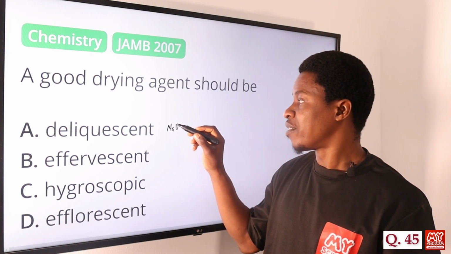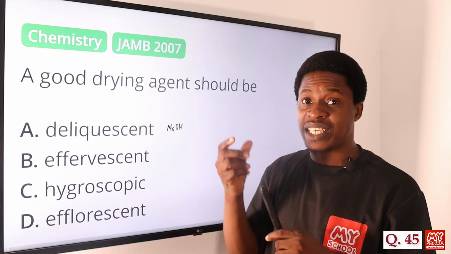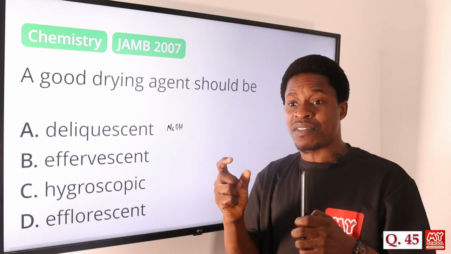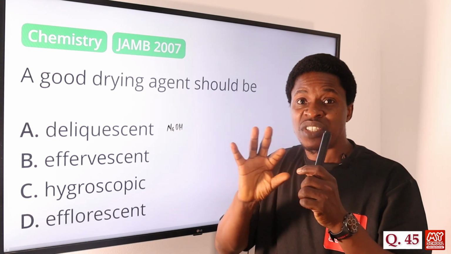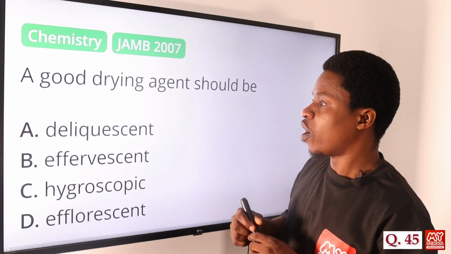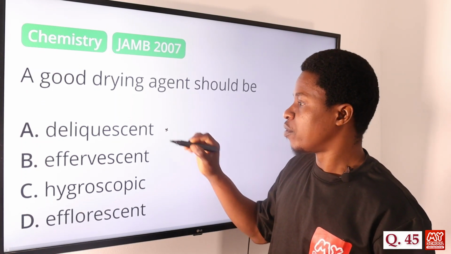So option A, of course, that's why we have caustic soda as an example of a deliquescent salt. That's what we call sodium hydroxide. If you see pellets of sodium hydroxide, if you open it, expose it to the atmosphere, you bring it from the container, what happens after some time? They absorb moisture, and then they turn into solution, and you can no longer see those pellets again. So the deliquescent will not be good.